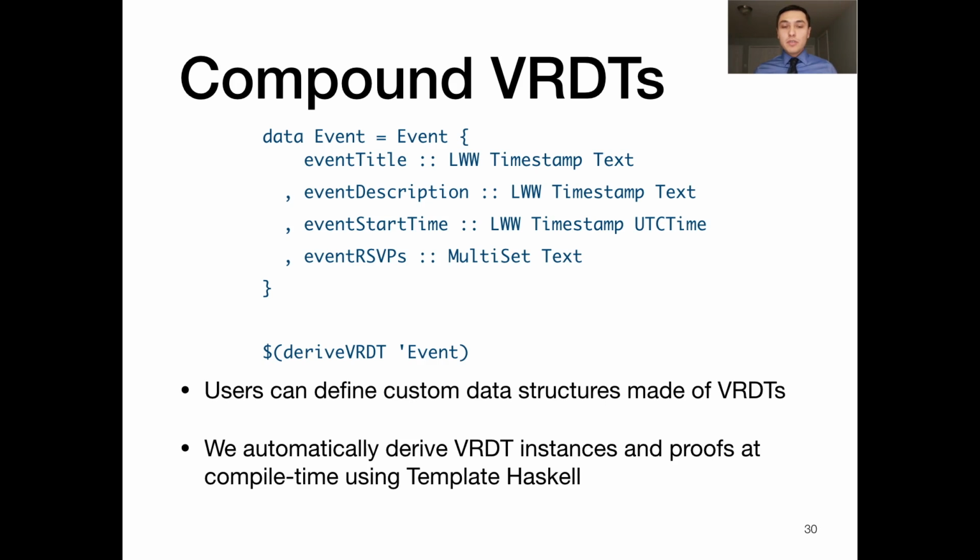Users can create their own VRDTs by defining custom data structures that are composed of existing VRDTs. Our library automatically derives VRDT instances and their proofs for these custom data types. This is done at compile time using Template Haskell. As an example, consider the event data structure at top, which is composed of last writer wins registers for the title, description, and start time of the event, and a multiset is used for the RSVP list.